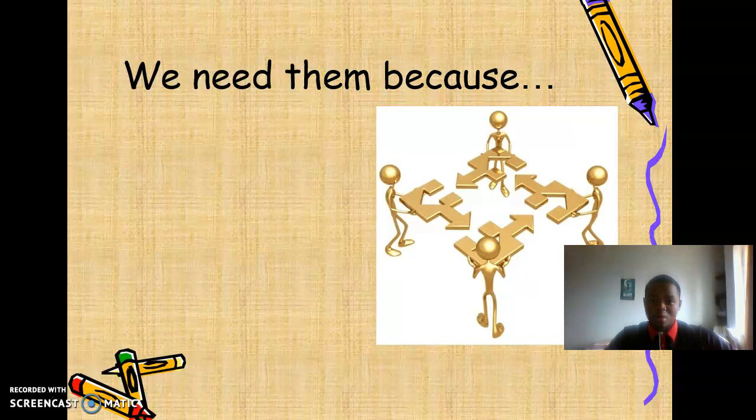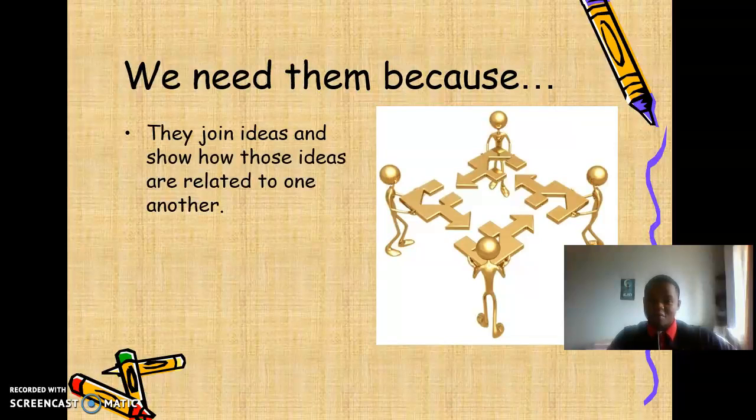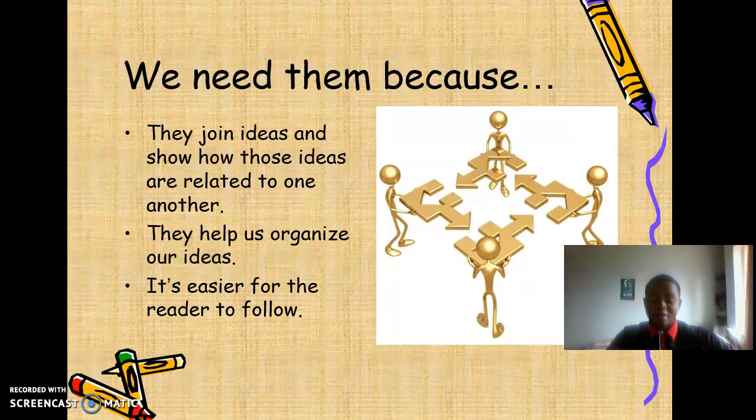Yes, so we're going to try to explain why we need them first, because basically they join ideas, as I've already explained, and show how these ideas are related to one another. So you can say they show a relationship between two ideas, and they also help us organize our ideas. In academic writing, organization is more important, so logical connectors help us organize our ideas, and it's also easier for the reader to follow what we are saying if you write using logical connectors.